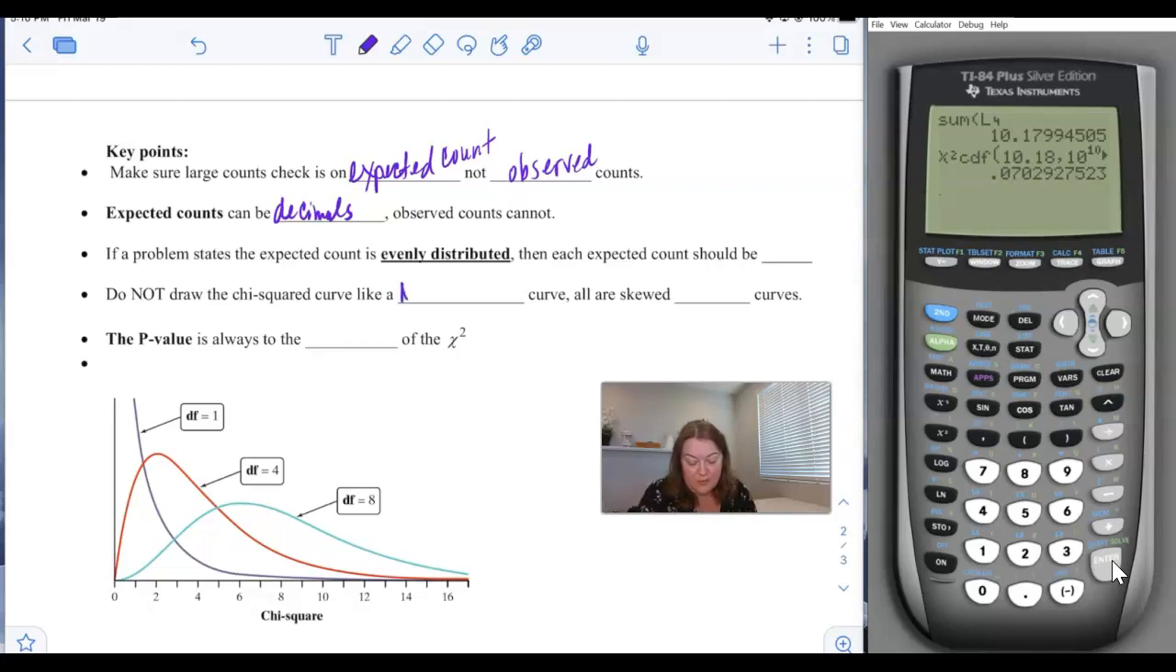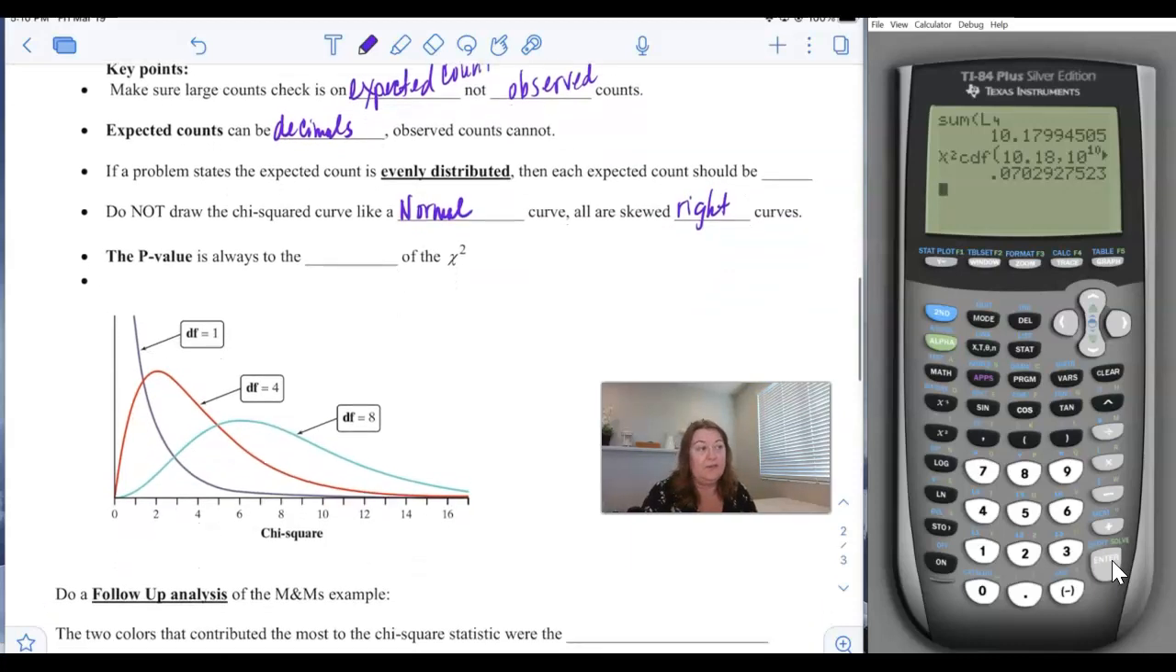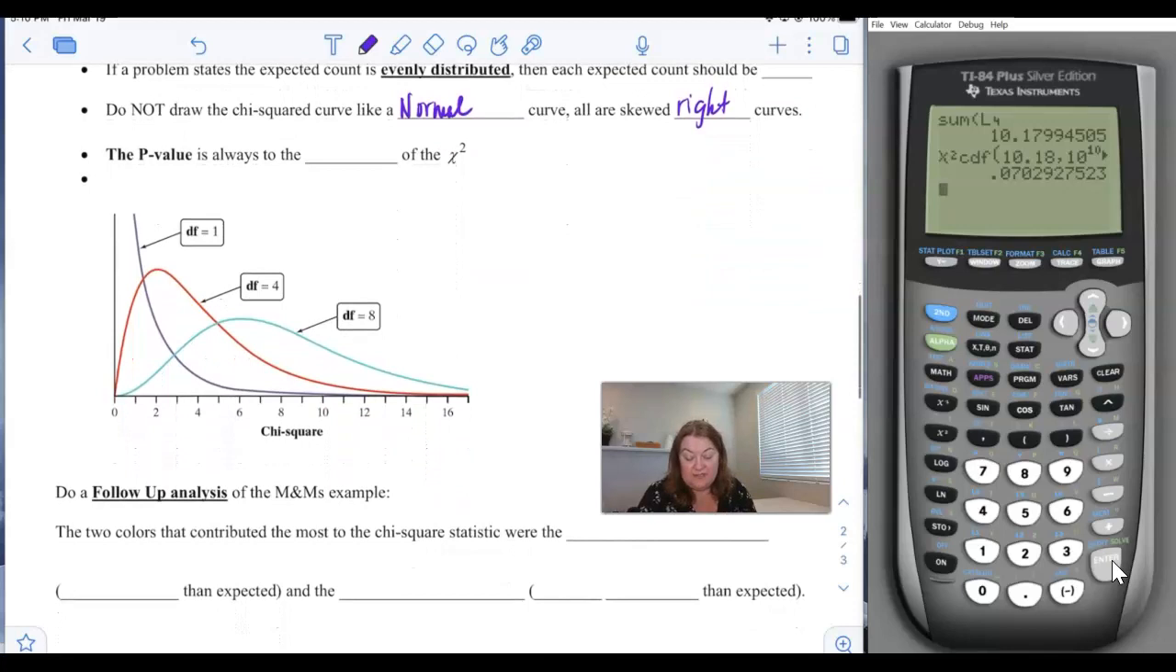Okay, do not draw the chi-squared curve like a normal curve. It is not a normal curve. They are all skewed right. And I've given you a picture of some of the different degrees of freedom right below this. And the p-value is always to the right of that chi-squared amount. That's the part you color in.